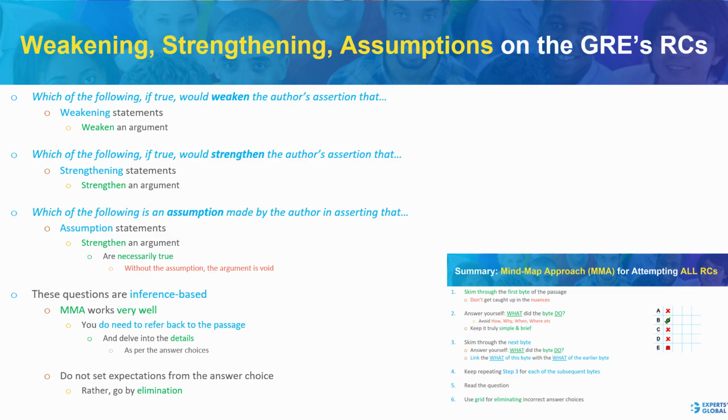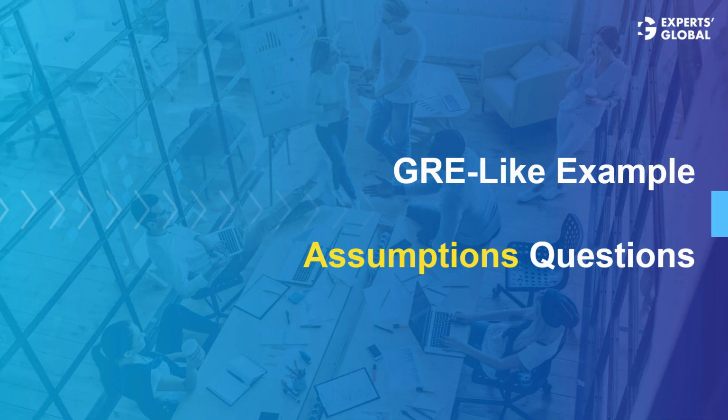In the last lesson, we discussed the approach for weakening, strengthening, and assumptions questions on the GRE's RCs. In this lesson, we would be applying the approach on a GRE-like example. Before we do so, you may want to pause the video and revise the approach. Let's take a GRE-like example now.